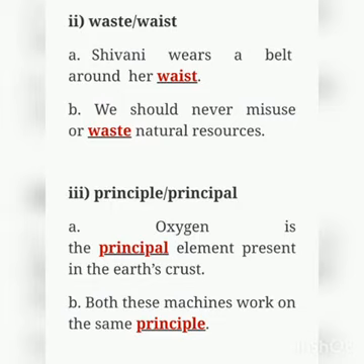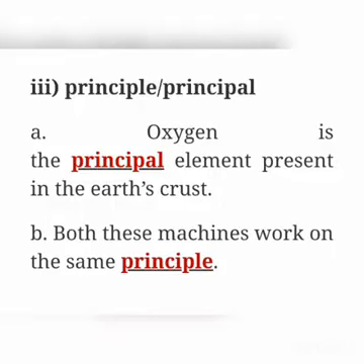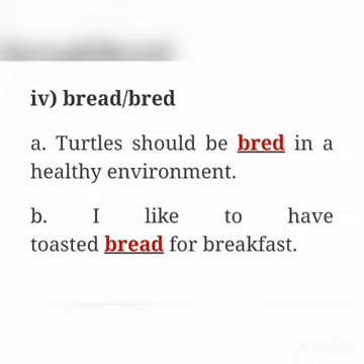BRAKE. Second one, waist, waste. Shivani wears a belt around her waist. Waist, spelling WAIST. We should never misuse or waste natural resources. WASTE. Principle, principal. Oxygen is the principal element in the Earth's crust. PRINCIPAL. Both these machines work on the same principle. PRINCIPLE.